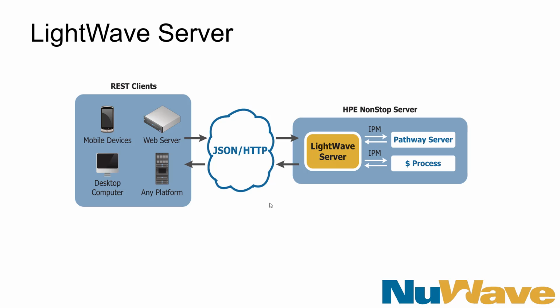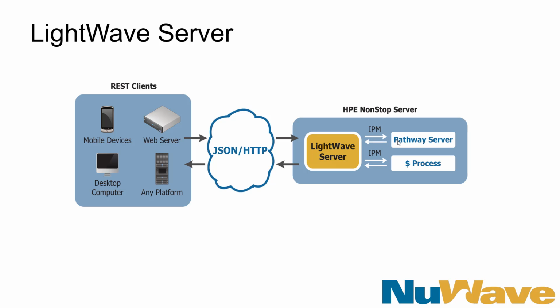And those REST clients would typically send a request up to the non-stop in the form of JSON over HTTP, JSON being short for JavaScript Object Notation. That JSON request is received by LightWave Server, who transforms the request into an inter-process message that gets sent to a back-end application or back-end pathway server. And one of the keys of LightWave Server is that it formats and sends inter-process messages that are exactly what that back-end application is expecting to receive, meaning the application doesn't need to change.